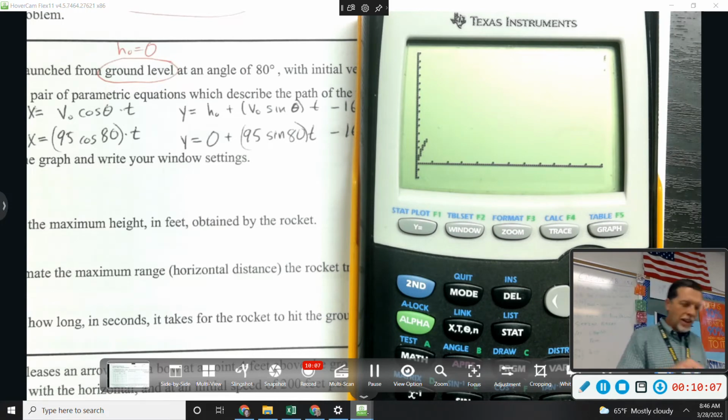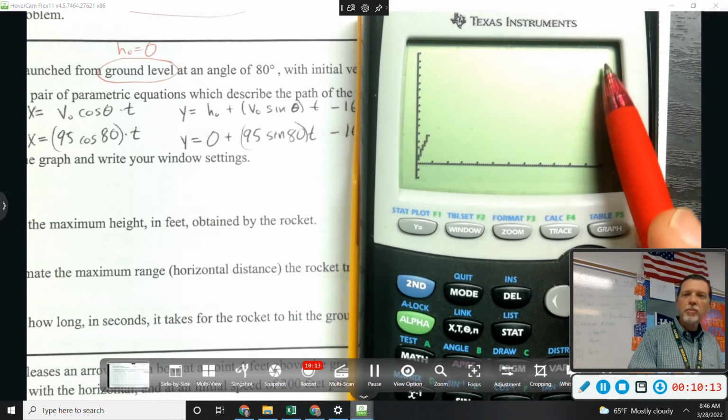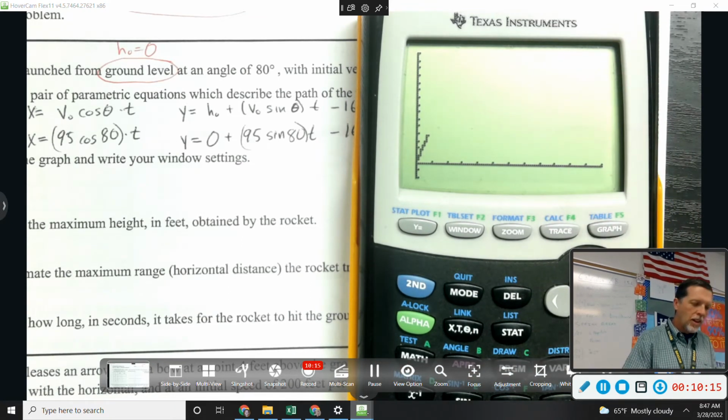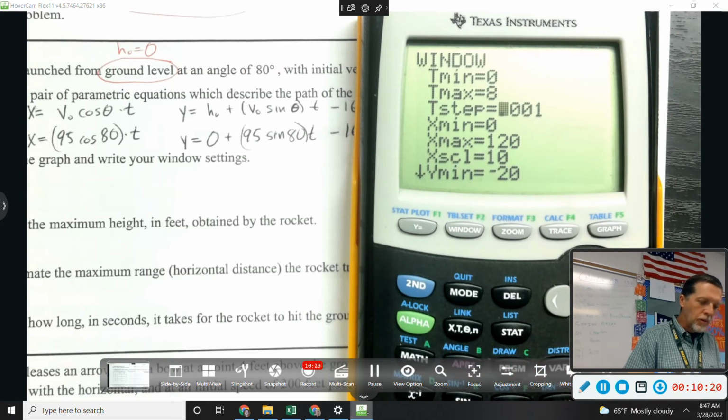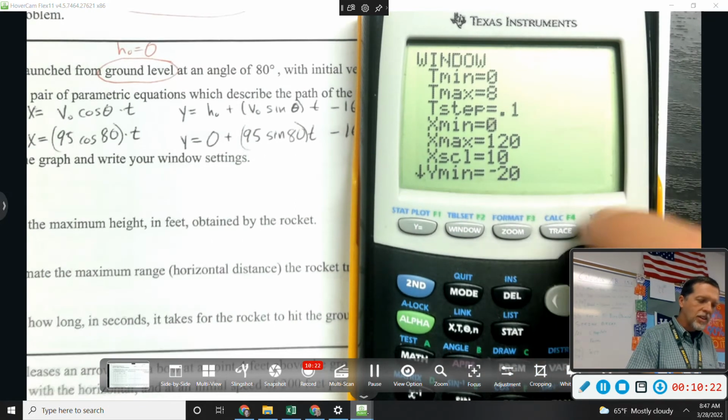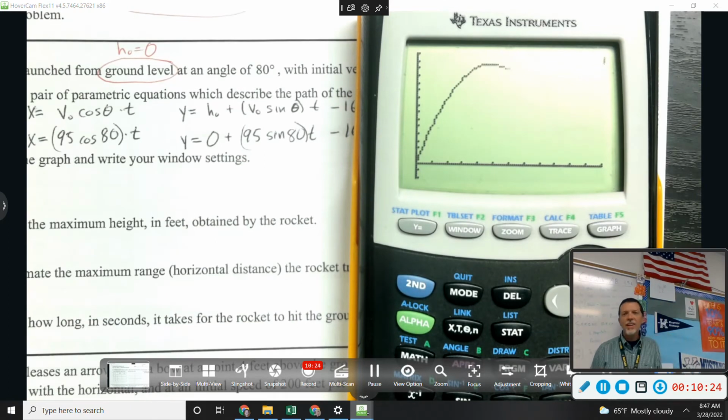You can get out of that if you go second quit. Whoops. No. Second off. No. You can't. Second off, it stopped thinking. There's a little thinking bar up there. Then you could go window and be like, whoops, .001, that was a little ridiculous. Let's go back to .1, and that's fine.